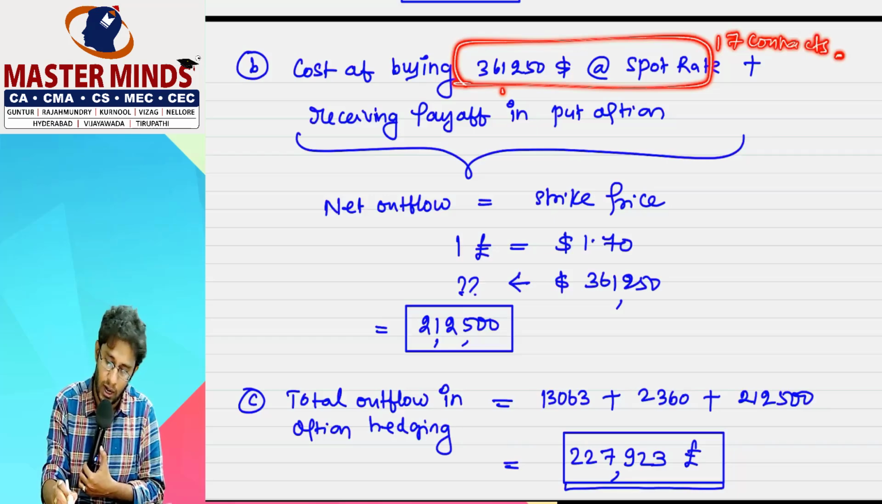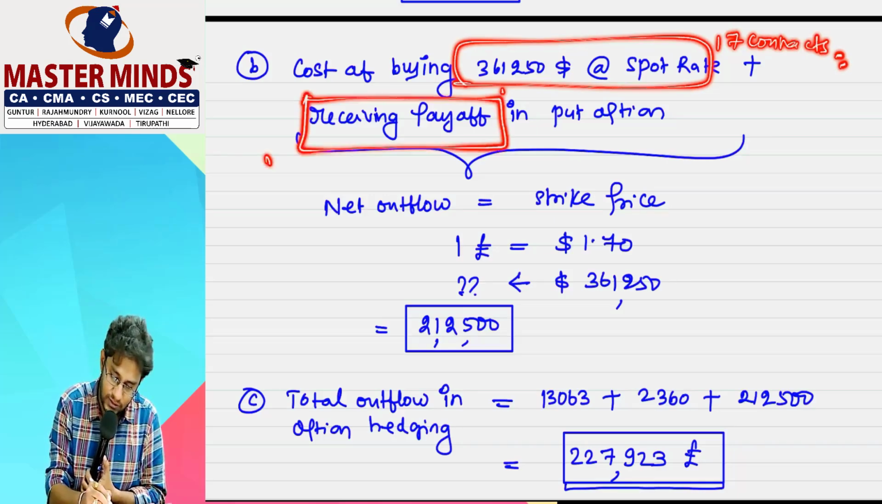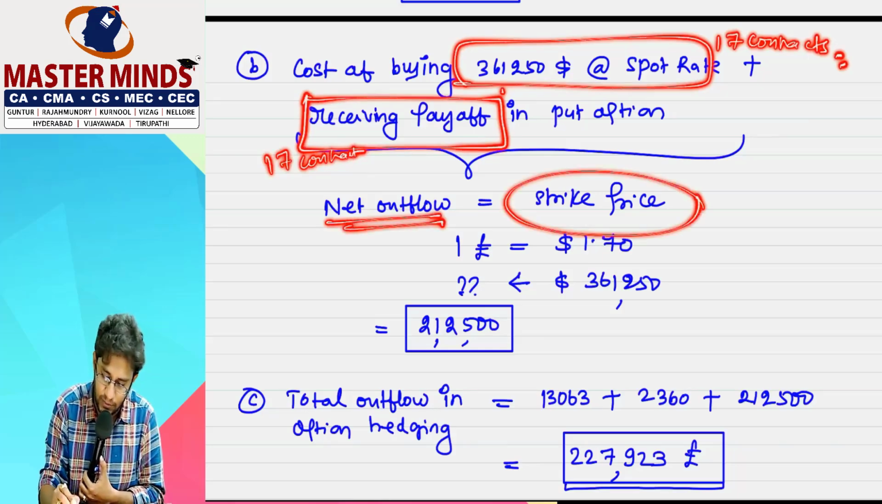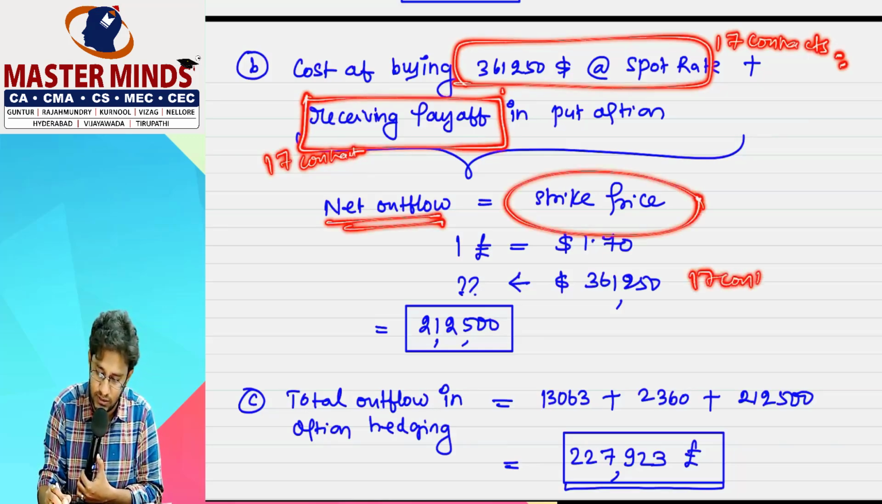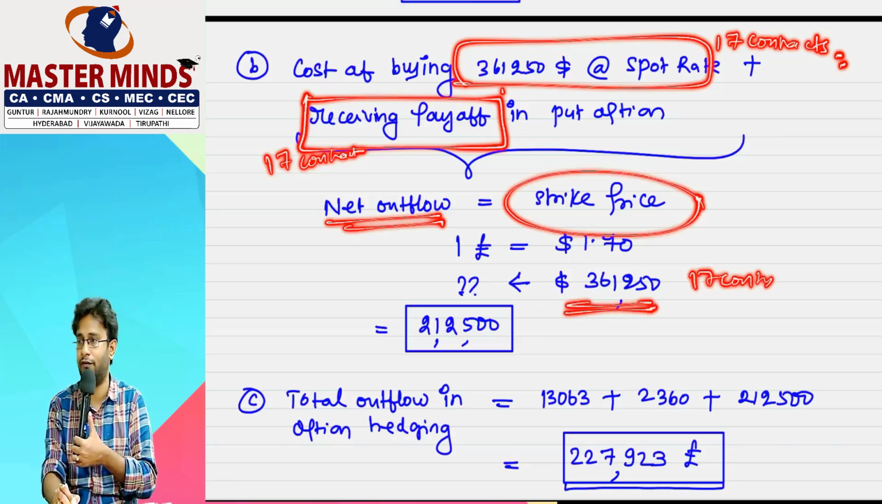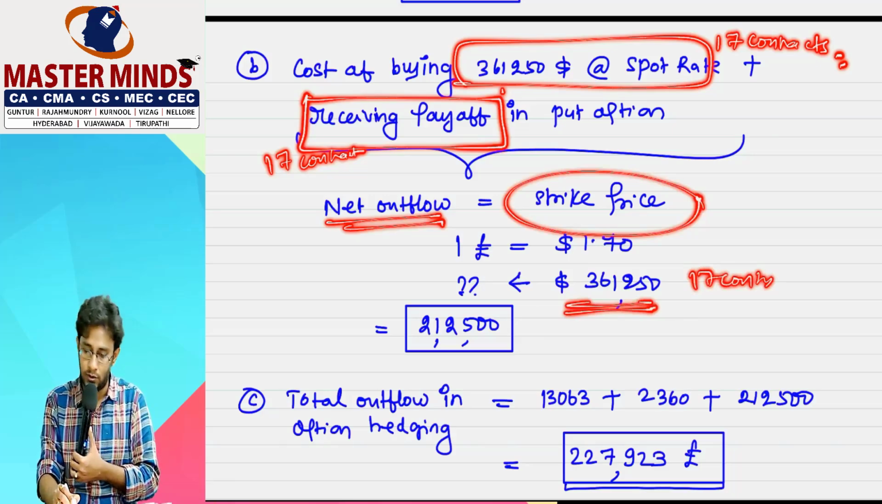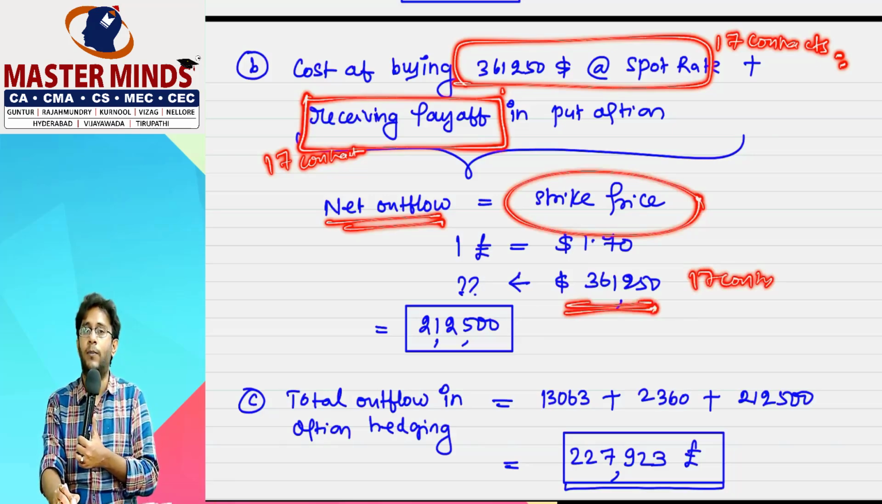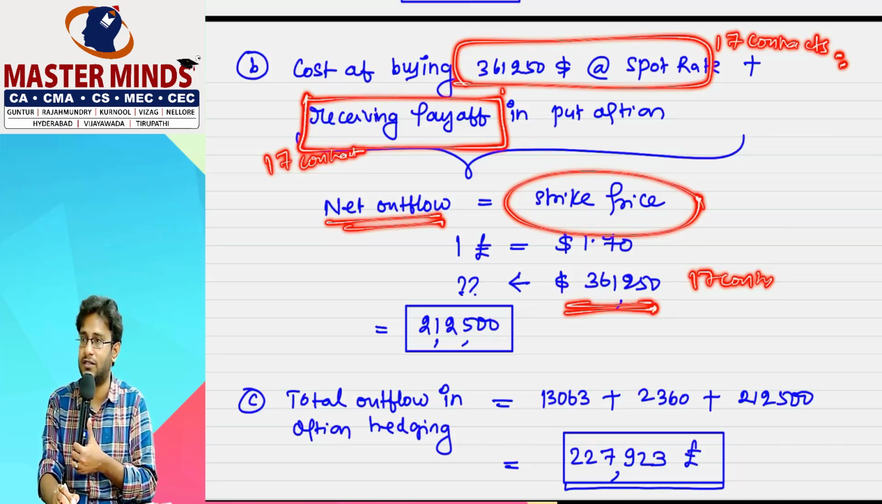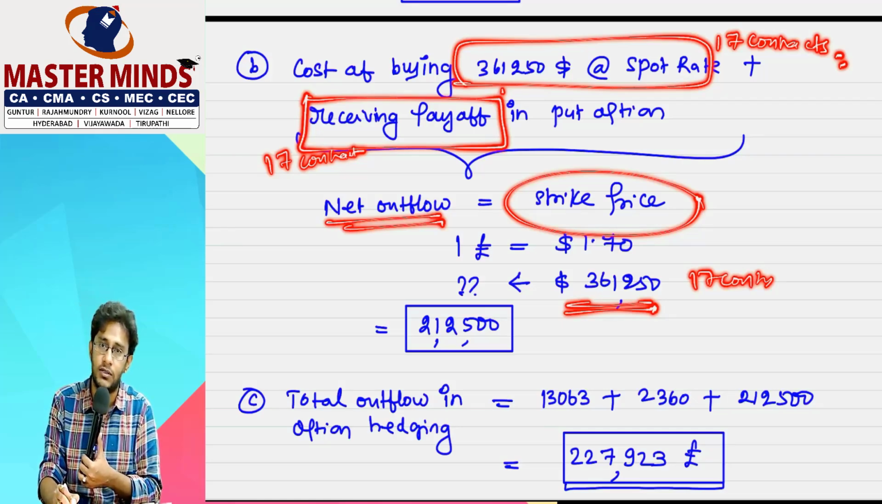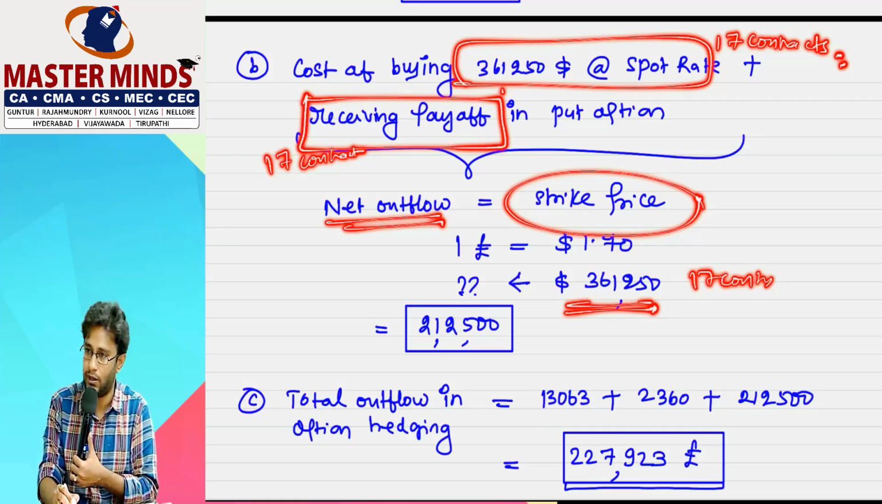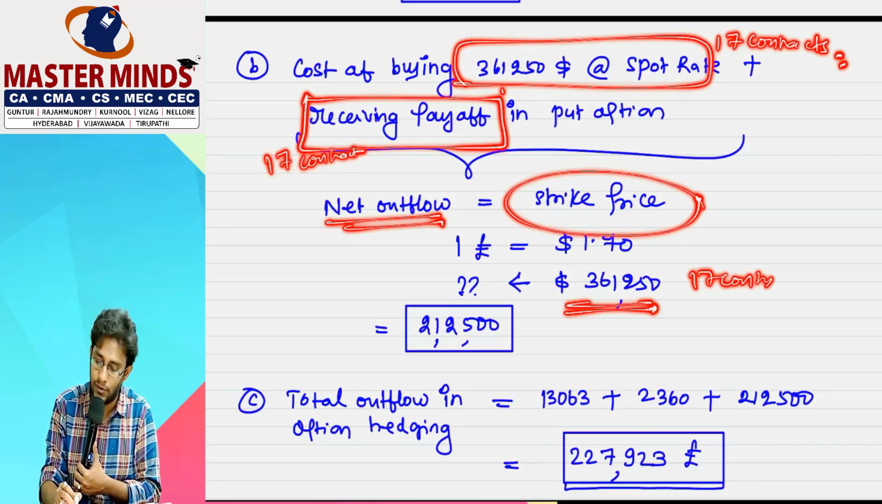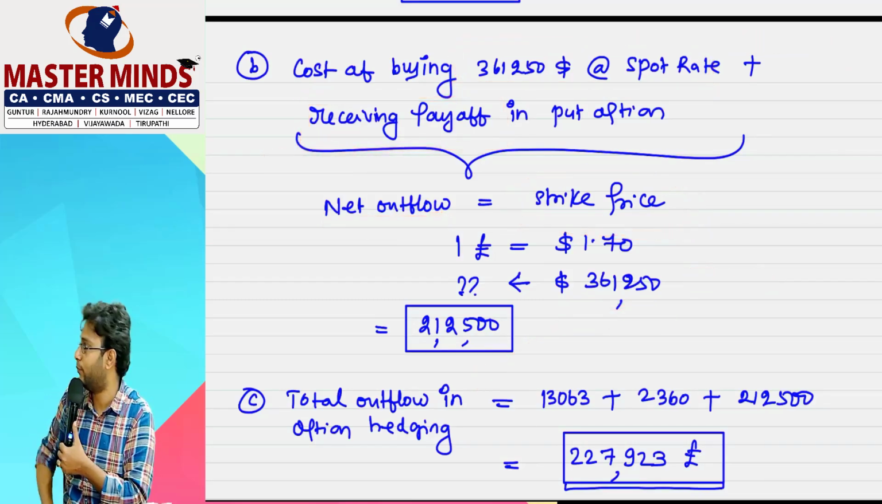It is the cost for 17 contracts, okay, and for 17 contracts you also received the payoff. Net effective outflow will be the strike price for the entire 17 contracts. That's the reason you are able to multiply with 361,250. Correct, no? If you observe correctly, you are buying at spot rate how many dollars? 361,250. That's nothing but the 17 contracts equivalent dollars. Similarly, the payoff is also received on 361,250 equivalent. So ultimately the outflow also will be for this much of dollars only, like this you computed.